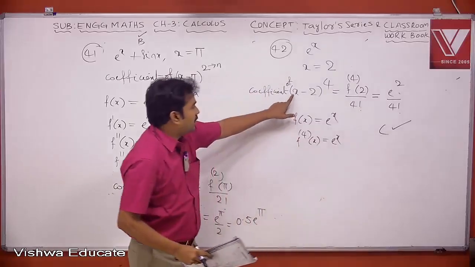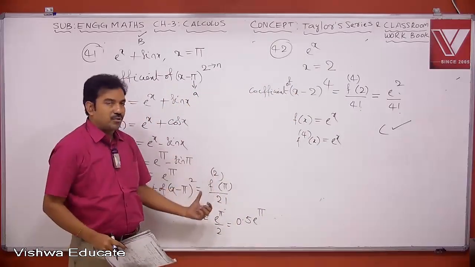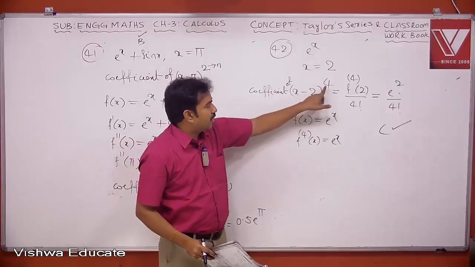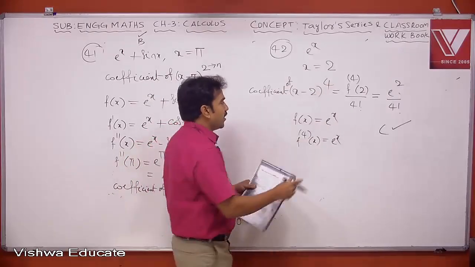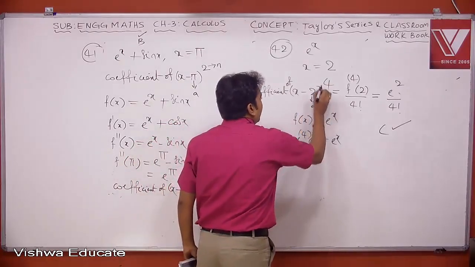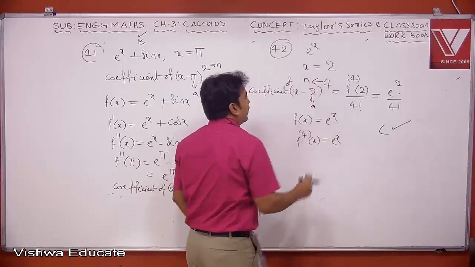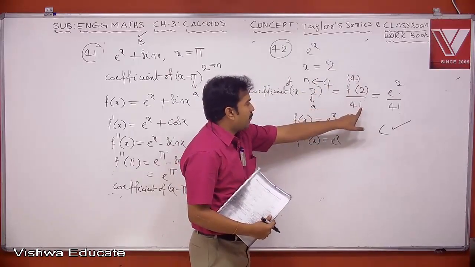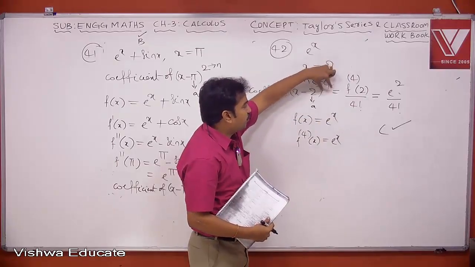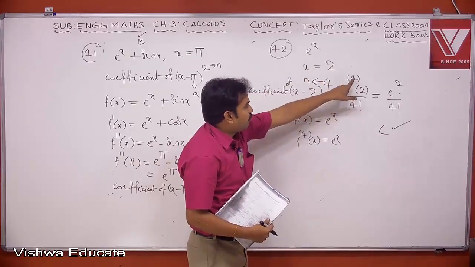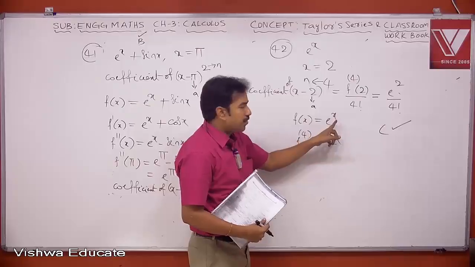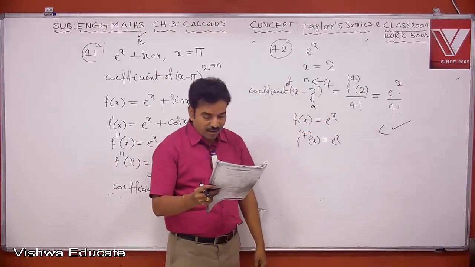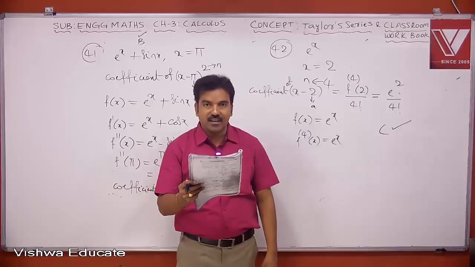So we have just applied the direct formula, just like the previous question. F of x is e power x. We need to find the coefficient of (x minus 2) whole power 4. So here a value is 2 and n value is 4. Therefore, the required answer is f fourth derivative at 2 divided by 4 factorial, because n value is 4, a value 2. So the fourth derivative of f is e power x. Replace x by 2. E square divided by 4 factorial. So option C is the right answer.